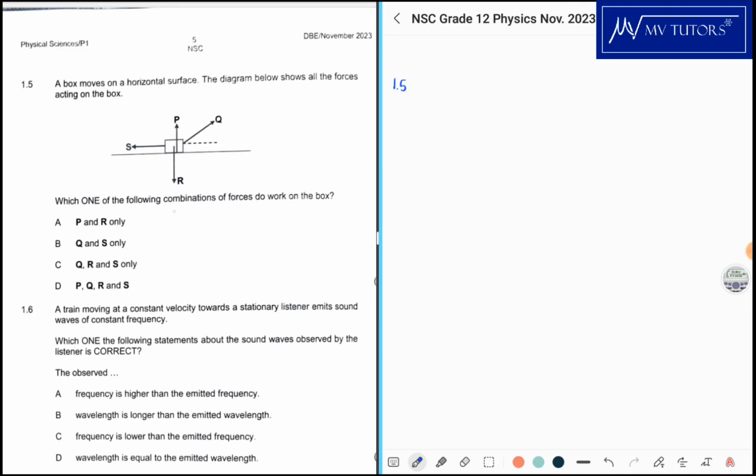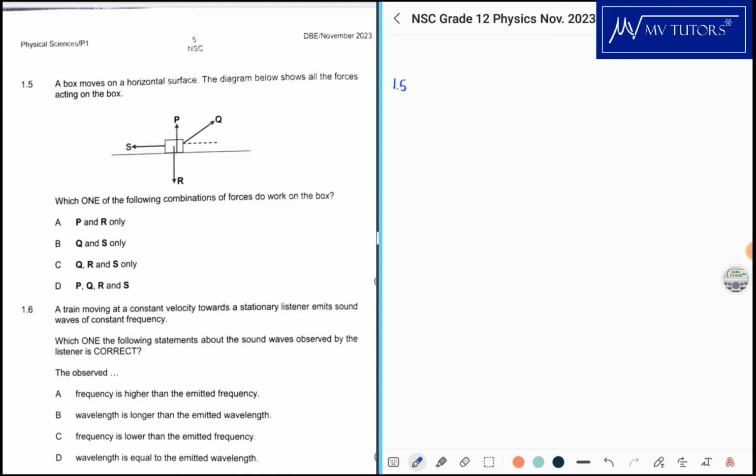Now it says, which one of the following combinations of forces do work on the box? As soon as I hear the word work, I'm not even going to consider P and R, because vertically, if you have a force pulling diagonally, and we resolve it into its components, we have a vertical and a horizontal. It's the horizontal component that will do work. So vertical, I'm not even going to consider it. So P and R, I'm canceling out of my mind.